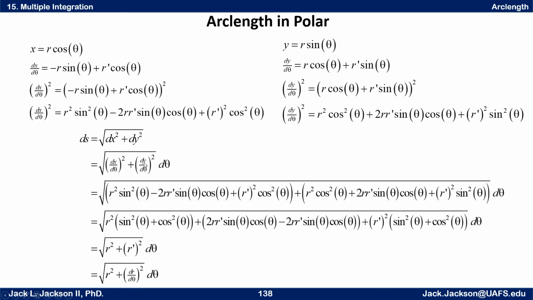But x and y aren't given. What if the formula is only given as r is a function of theta? We'd like to get things in terms of our r's and our thetas only. So remember, the x is always r cosine theta, and y is always r sine theta. So let's take that and see what dx over d theta is. Now remember, r and theta both change as theta changes. So we have to think of this not as r as a constant, but r as a variable.